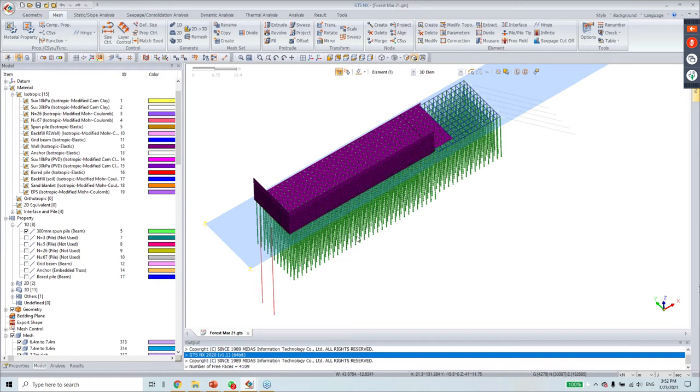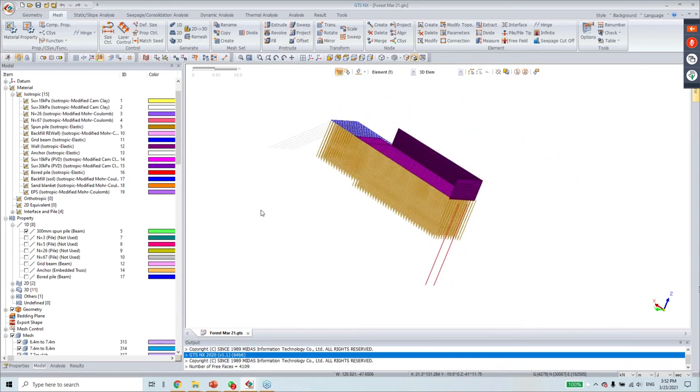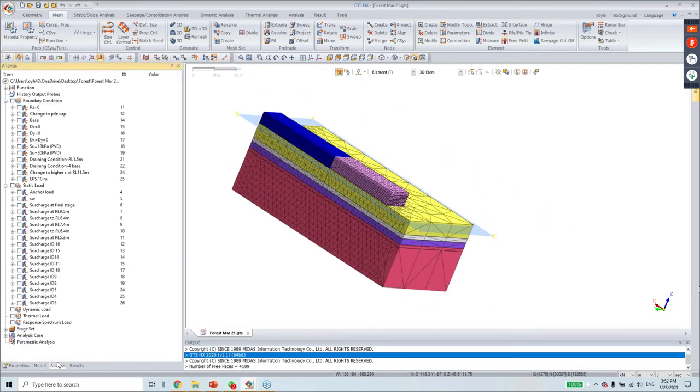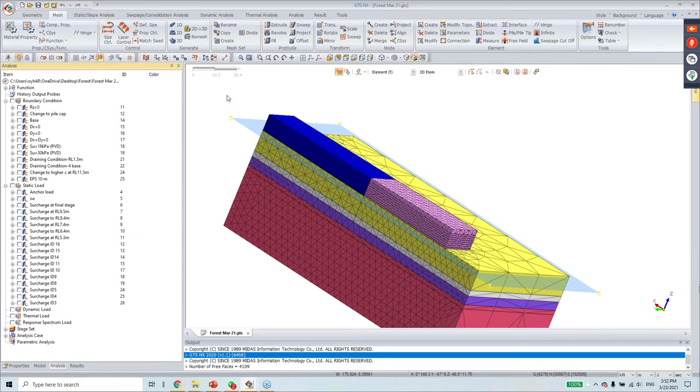All right. And I also want to show you how we model the PVD treated clay. So let me activate all the models. We use the method by Chai and Bergados, where we calculate the equivalent permeability for the PVD treated clay. In short, the method is just to assign a higher permeability for the clay.